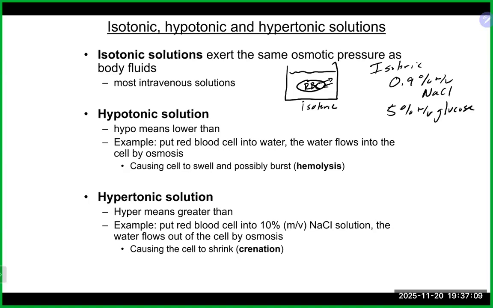Now, if you have a hypotonic solution, hypo means less than. That means that the pressure outside of the cell is actually less than inside the cell. So if you took that same red blood cell and put it into a hypotonic solution, outside of the cell is going to be less concentrated than inside. So osmosis is going to kick off, and all the fluid from outside is going to rush into the cell in an effort to dilute down the cell because it's more concentrated.